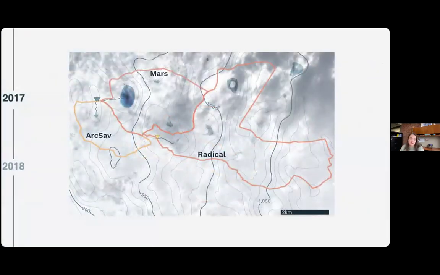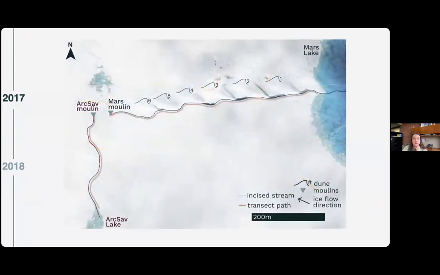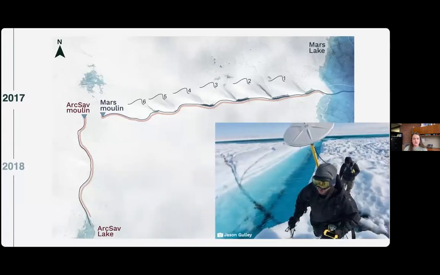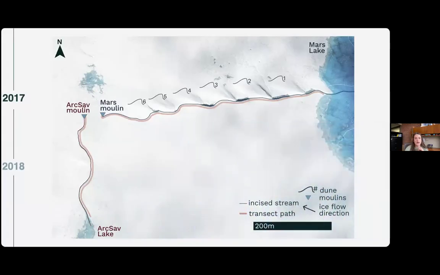Okay, so now looking at Mars and Arksov catchments here on the left, I'll zoom you in to how they are draining from these lakes into moulins. So here we have Mars Lake on the right and Arksov Lake on the left on the bottom here, just kind of cropped, so we can see their drainage paths. The stream is outlined in blue, and then our transect, where we were monitoring using a differential GPS survey, we walked along the ice surface right next to those thermally incised channels to monitor the ice surface topography along their flow.